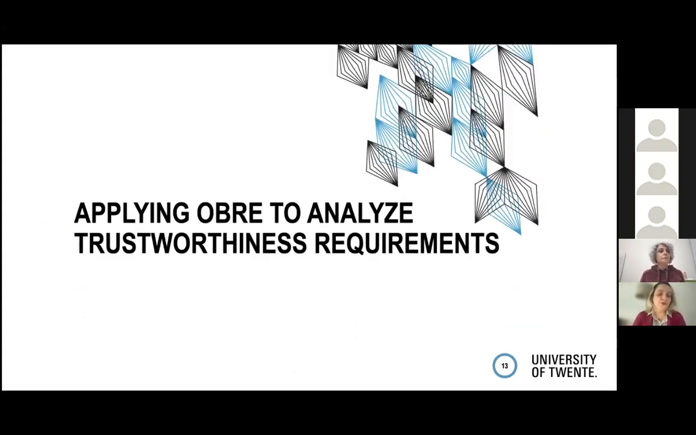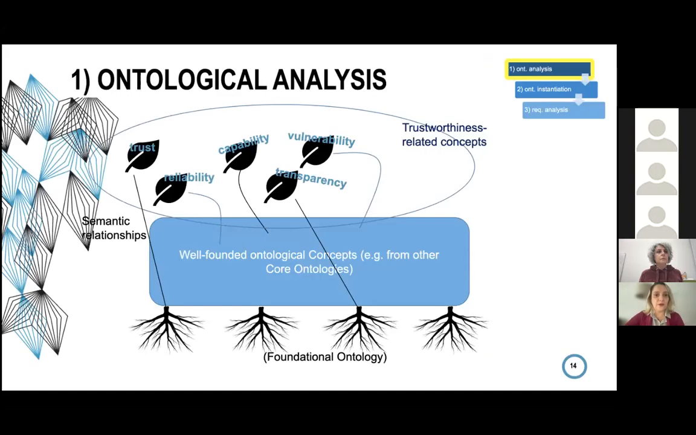Now we are going to see how to apply OBRE to analyze trustworthiness requirements. It's important to understand that when we build such an ontology of trustworthiness, we rely on pre-existing ontologies, and we perform this kind of ontological analysis. What is an ontological analysis in our sense? It's a way of creating ontologies in a consistent way by reusing pre-existing and more founded works.